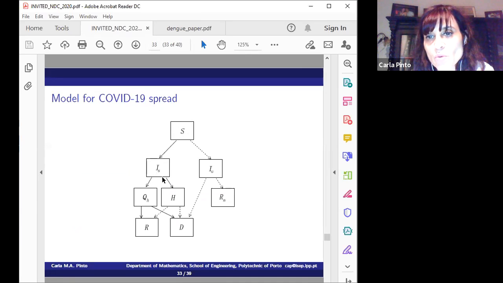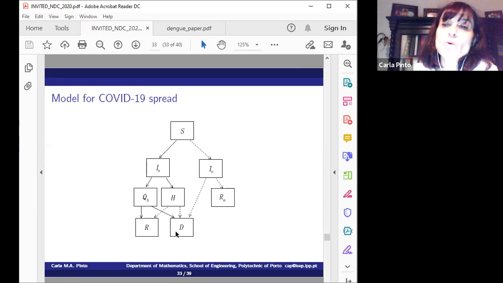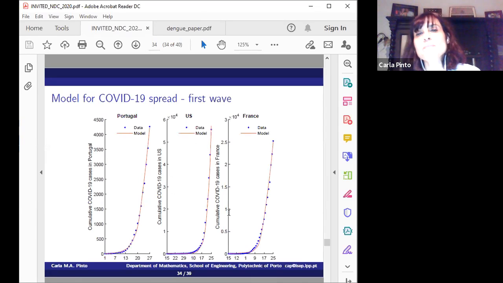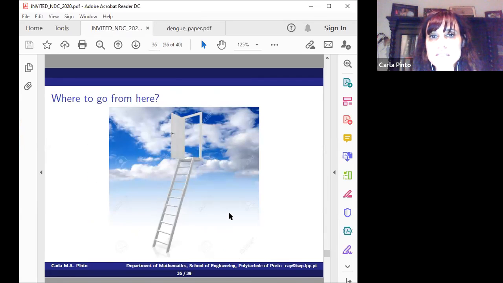the people who have symptoms, then the asymptomatic, and then those who have symptoms may stay at home, or they may go to the hospital, and then they recover or die, and here the asymptomatics, they recover or die. And so we managed to, this is a joint work with Professor Tenreiro Machado, and these are the fitting of the model to the first wave, and then we will consider here the second wave.